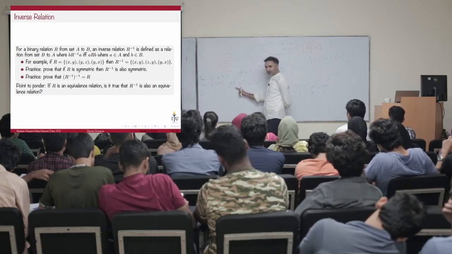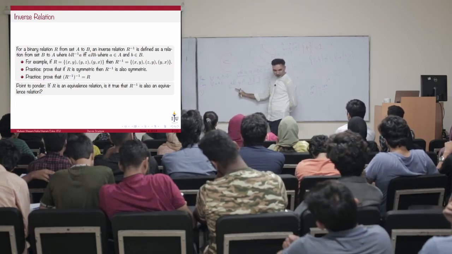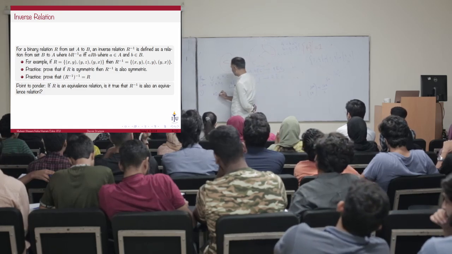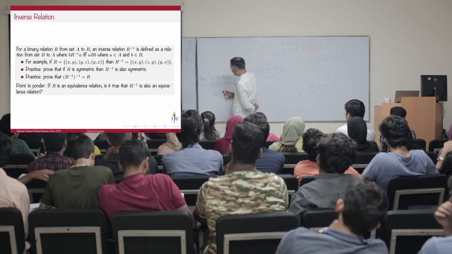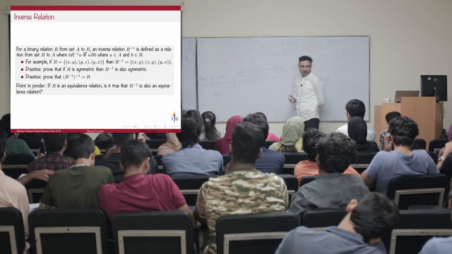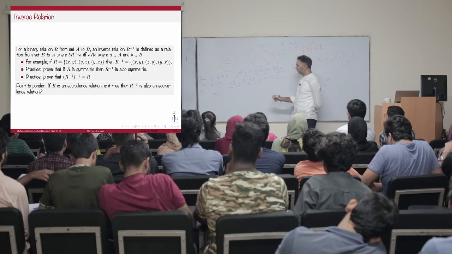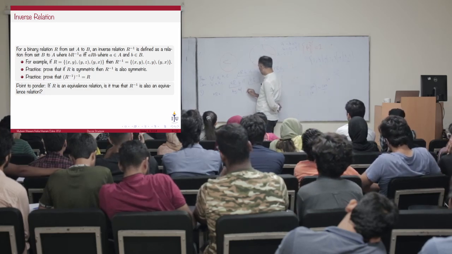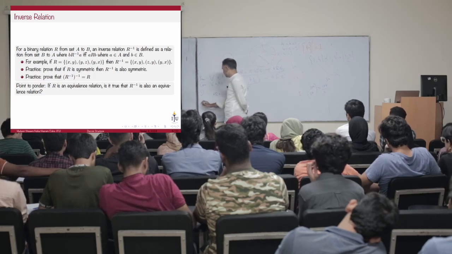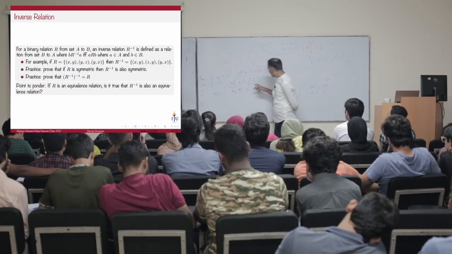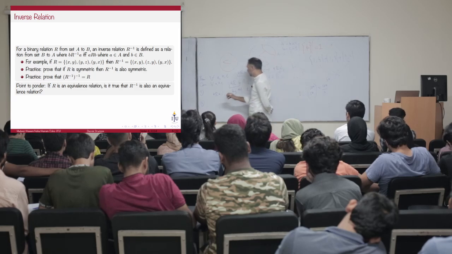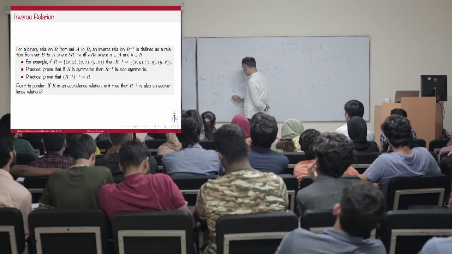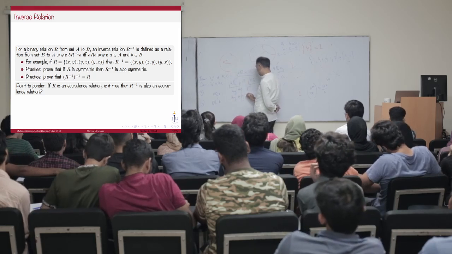So if A R inverse B is in my relation, तो फिर मेरे पास I must have B R A in the original relation, है ना? This is the definition of R inverse. Also, if I have B R inverse C, so I must have C R B in the original relation, है ना? By definition of again R inverse.